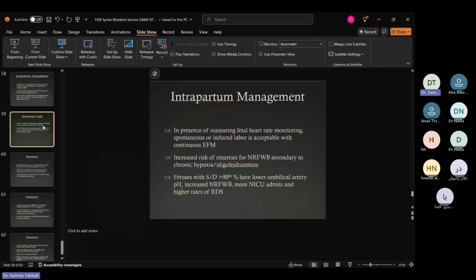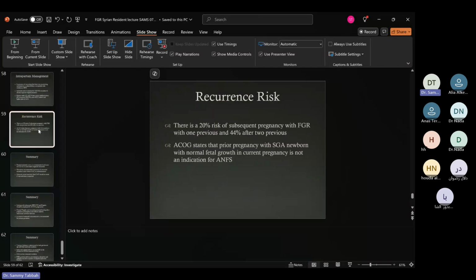And it's also important to know that once a mom has given birth to a growth restricted baby, there is an increased risk that it can happen in future pregnancies. So there's a 20% risk of recurrence in the future. And if it's happened twice before, then there's a 44% risk of recurrence in the future. So anybody who has had a prior growth restricted baby should have ultrasounds performed regularly throughout their pregnancy, about every 4 to 6 weeks, to make sure that future pregnancies are not affected by fetal growth restriction.